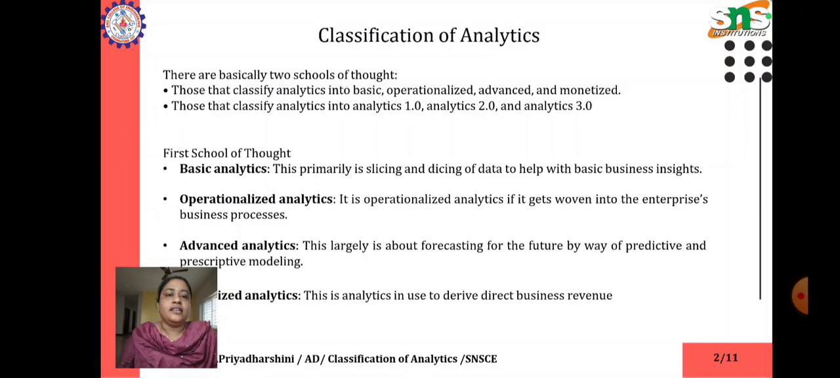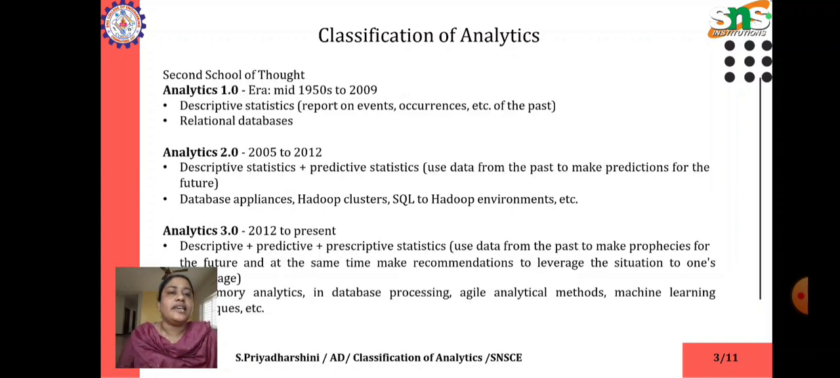So we have seen in classification of analytics in the previous class itself, there are two schools of thought. The first school of thought is divided into 4 and the second school of thought is divided into 3. Those that classify analytics into basic, operationalized, advanced and monetized come under the first school of thought. Those that classify analytics into analytics 1.0, 2.0 and analytics 3.0 come under the second school of thought. Today we will see the second school of thought in a more detailed way.